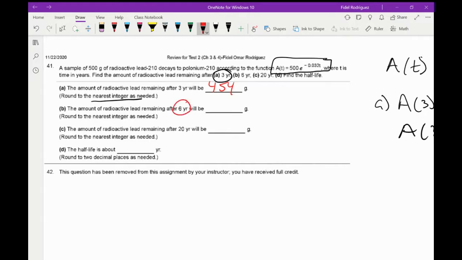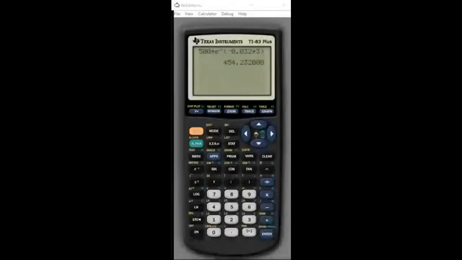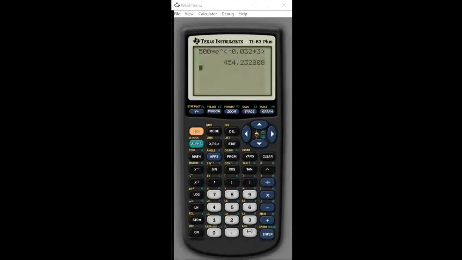Now, guys, I want to point something out. I'm going to do this also for 6 years and for 20 years, because the only thing I'm going to do differently is instead of multiplying that exponent by 3, I'm now going to multiply it by 6, and then by 20. So I want to show you something that you may know, maybe you don't know, but I'm going to show you anyway so that you can use it if you need to. Let's get my calculator going.